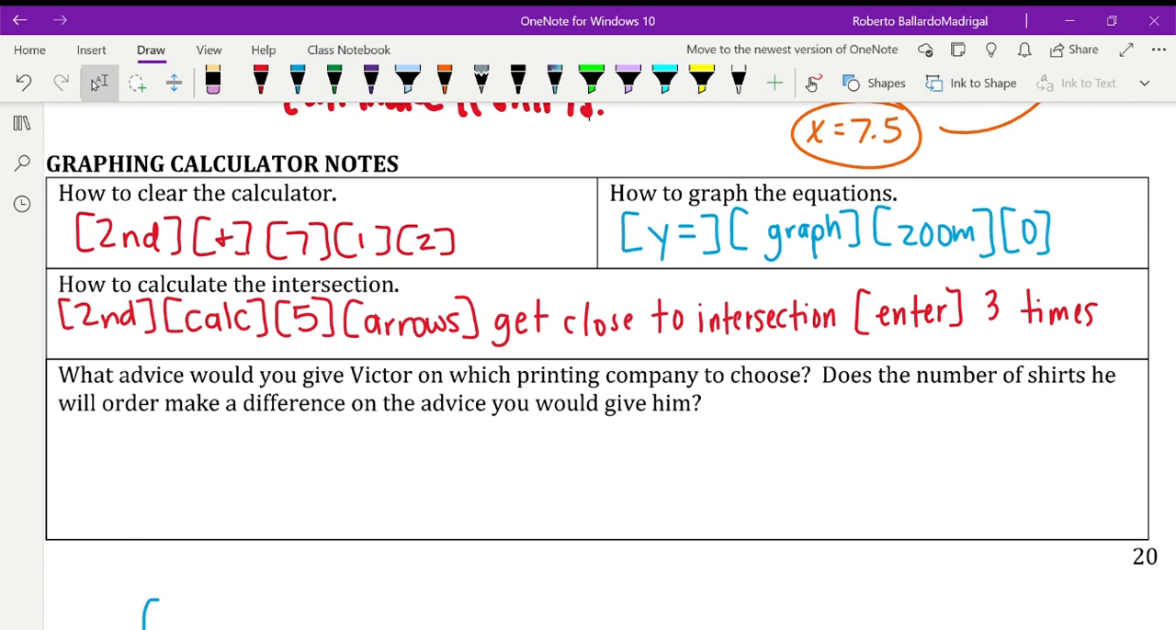There you go. All right, how do you graph an equation on your graph? You're gonna do y equals graph zoom 0. Now that's something that you press once you actually have the equations typed in. So I'll show you how to type them in a second. For now, just copy these notes down. We'll come back to them for this other question at the bottom.